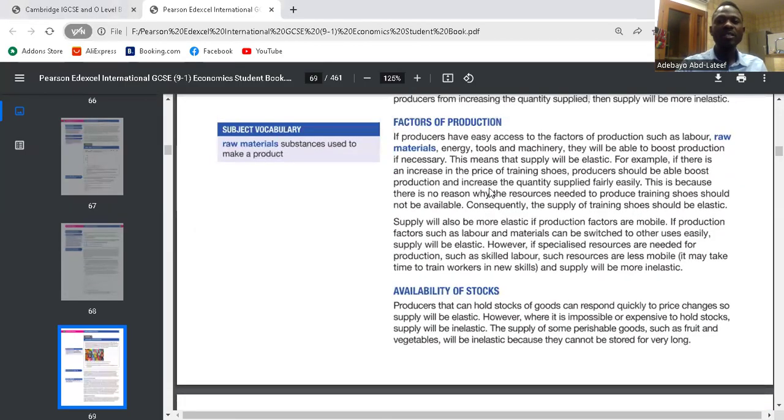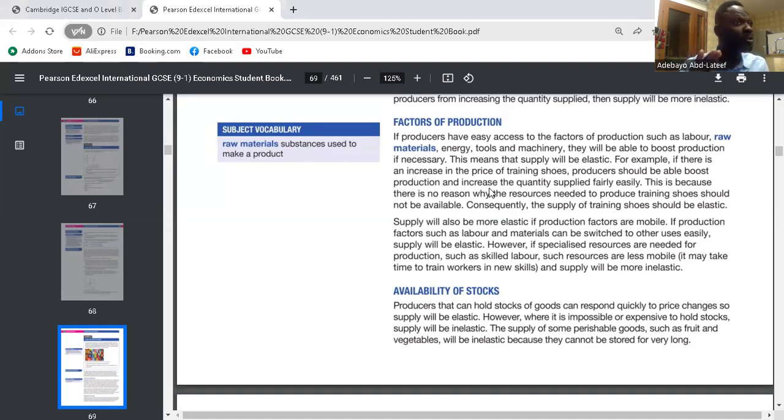So we'll go to factors influencing the price elasticity of supply. The first one is factors of production. When we talk about factors of production, we're talking about resources that help in the production of goods and services. So how does it have impact or effect on price elasticity of supply? As soon as there's a change in price, for example, an increase in price, without factors of production, we cannot produce further. So having access to factors of production will help us to produce more goods and services.